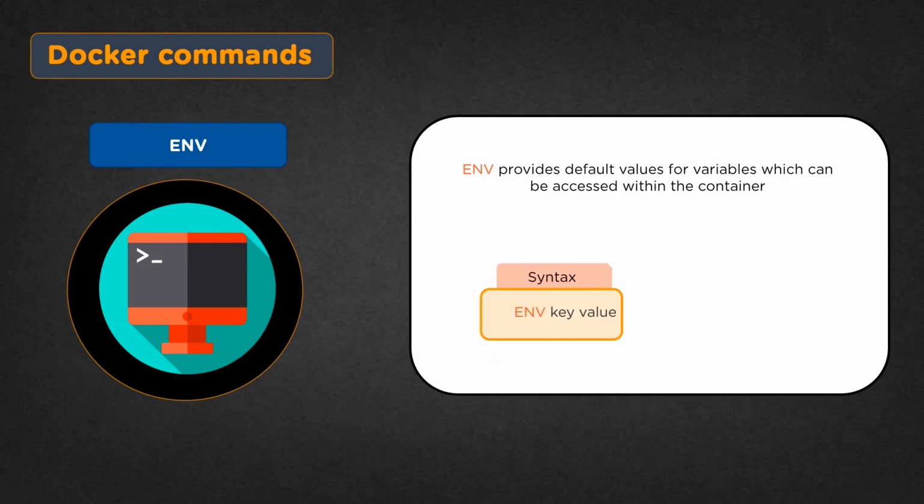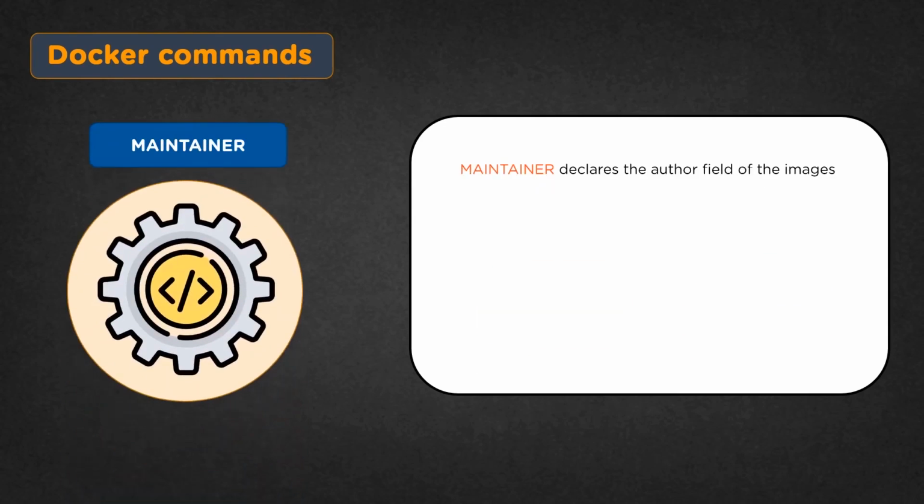So most of the times we use it as a kind of key value pair, just like in Linux we set up a particular environment variable. So the key value pair is being used in case of the env attribute.